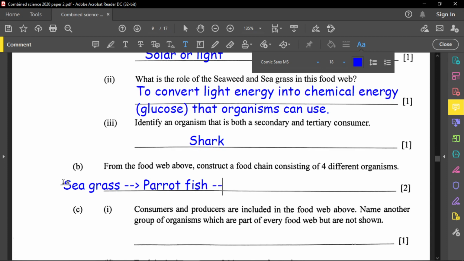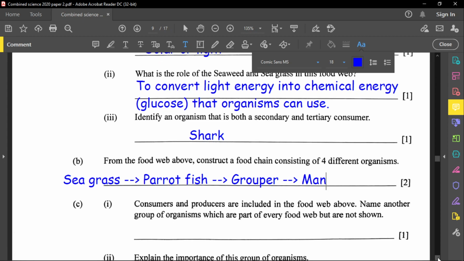All right, and after parrotfish, again, arrow. And then after that, we'll have our grouper. Grouper really tastes good. Trust me, grouper tastes good, especially fried grouper. Oh my gosh. All right, and then the man. All right, so that is our food chain.